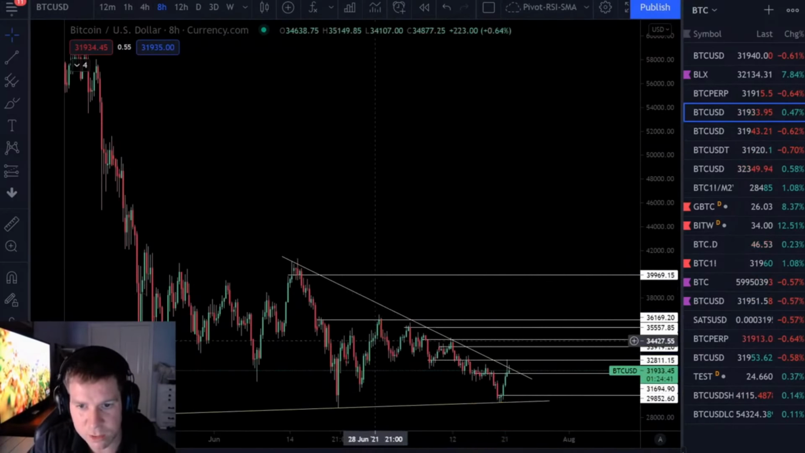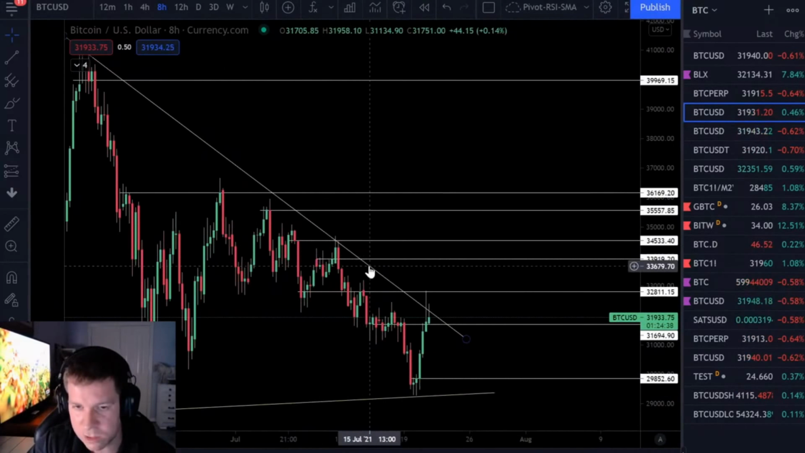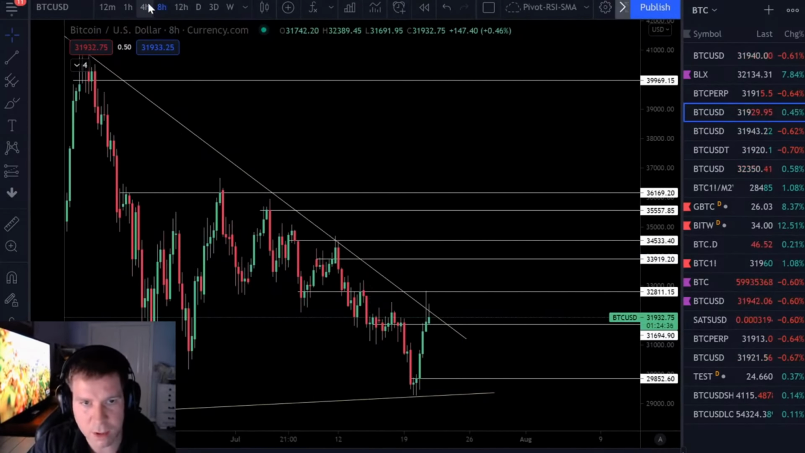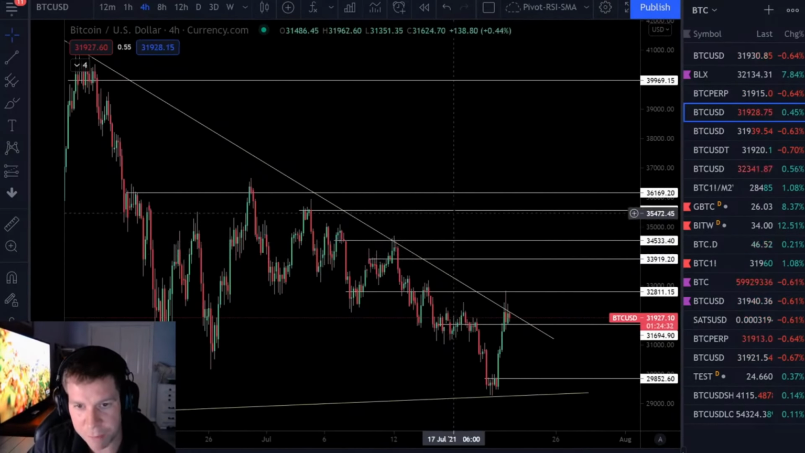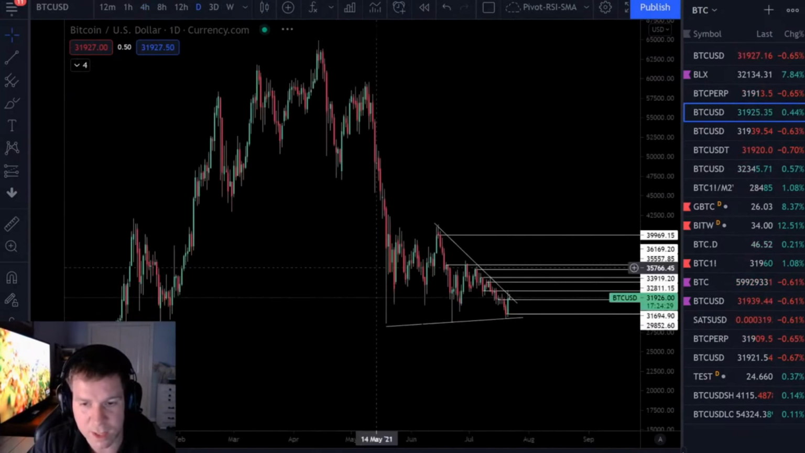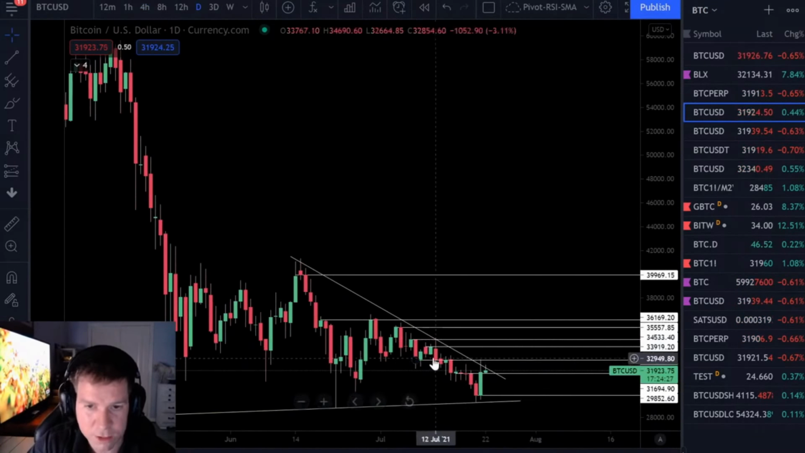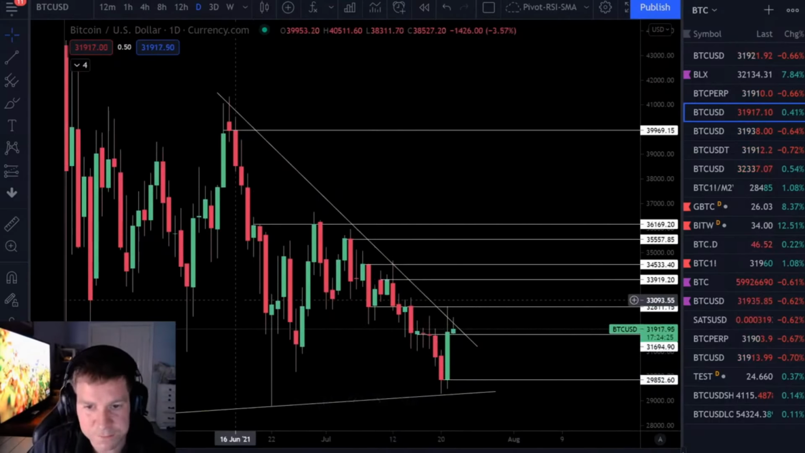And I noticed when I started using Heath levels like this, I just use the dailies. I don't typically go try to find Heath levels on the 4 hour. I don't care. I have plenty of levels to work with just looking at the dailies, right? That's how I do it. It's my opinion, not financial advice.